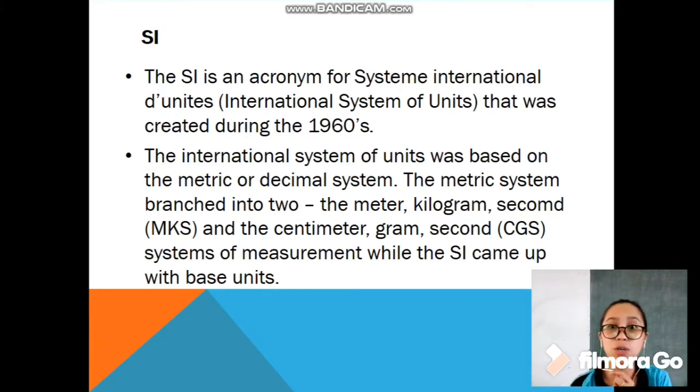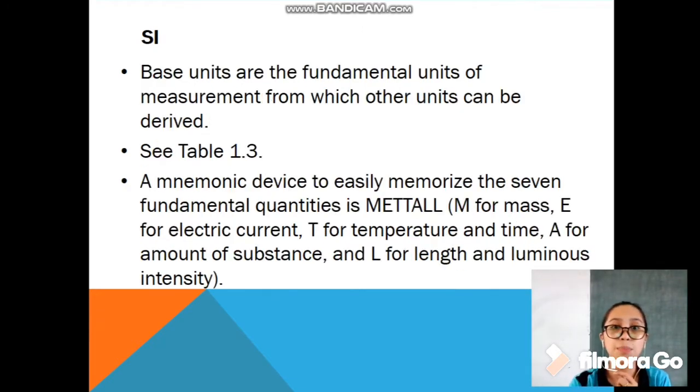MKS means meter kilogram second. And CGS means centimeter gram second. These are the two branches of the metric system. And there are base units. Base units are the fundamental units, like meter, like kilogram. And on table 1.3, we can see the multiples.